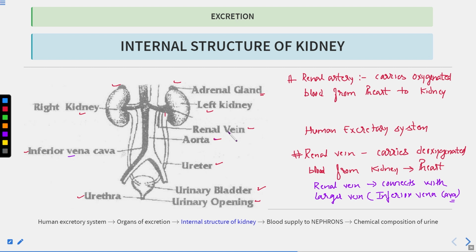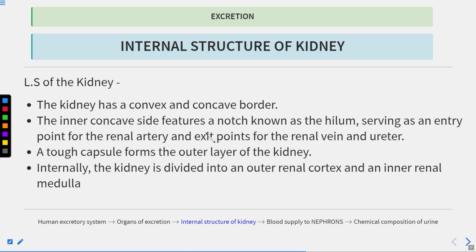Alright, aorta, this carries the oxygenated blood. So this is the human excretory system. Alright, now let's discuss the longitudinal structure of the kidney. So LS means the longitudinal structure of the kidney. Here we'll be discussing the internal structure of the kidney as well as the external structure. LS literally shows you the internal structure, but I'll be telling you a little bit about the external structure also, which I've already given you a brief idea of.